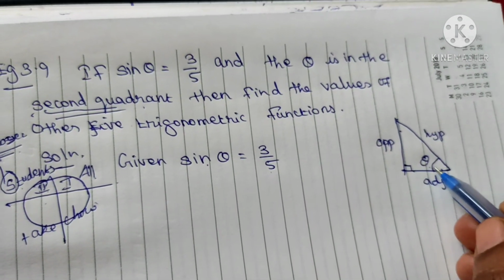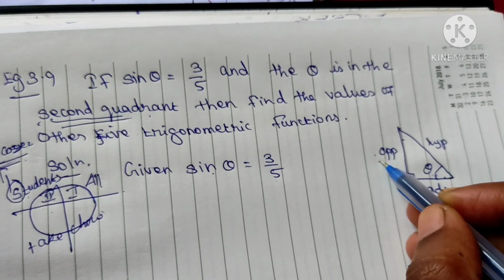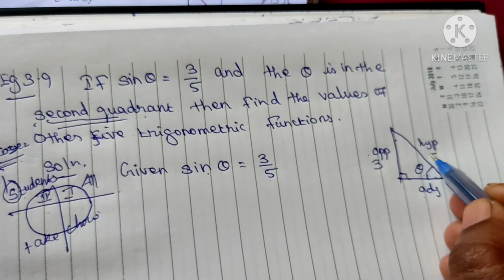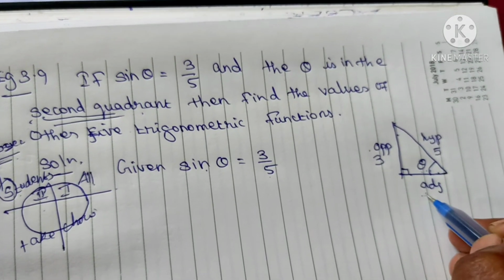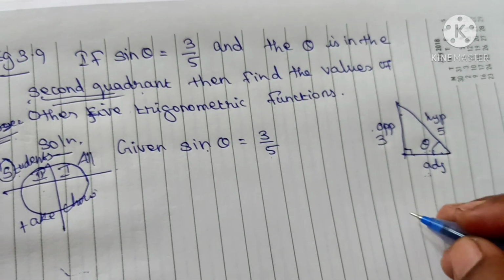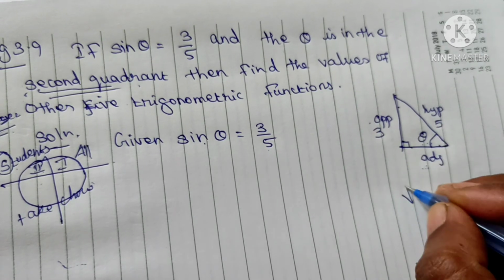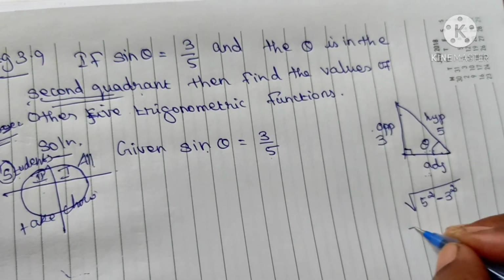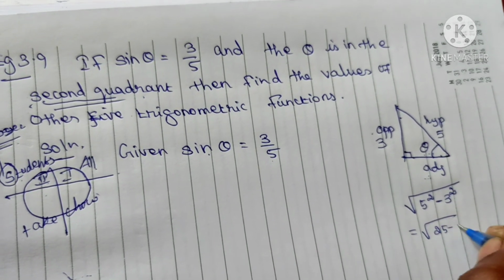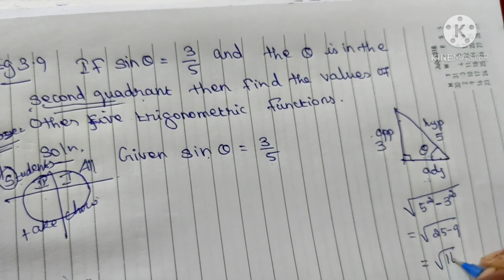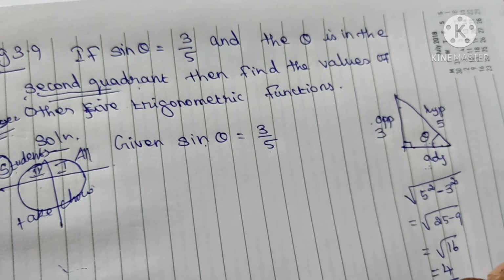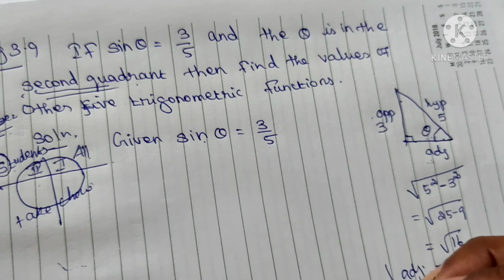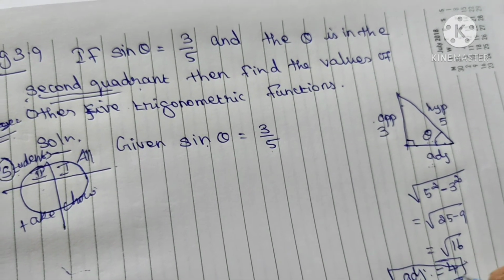So the given value is sin theta is 3 by 5. For theta, the opposite side value is 3 and the hypotenuse value is 5. Then find out the adjacent side. I'll use the Pythagorean method. Adjacent side is the square root of hypotenuse square minus opposite side square. So square root of 25 minus 9, 25 minus 9 is root 16. Root 16 value is 4. So this is the adjacent side value. Okay, adjacent side is 4.